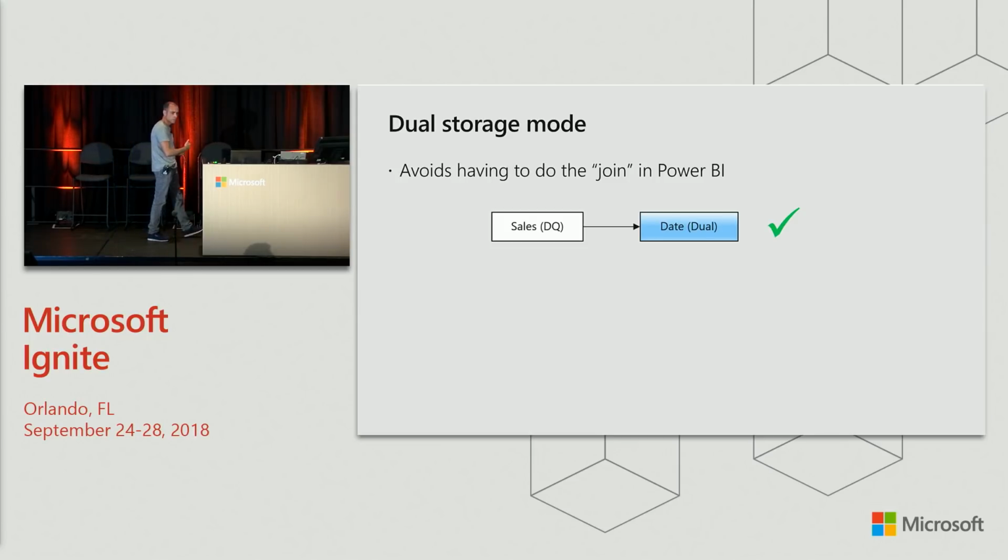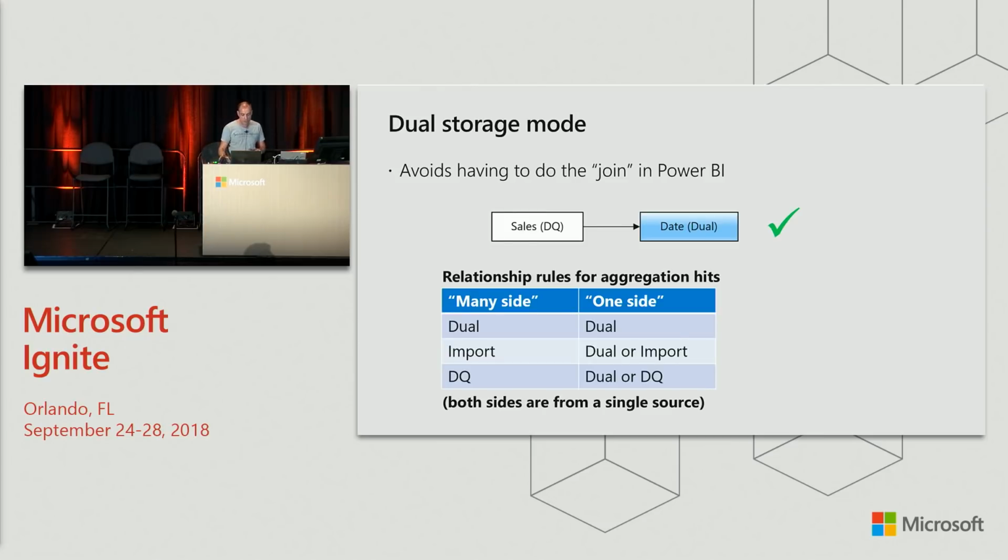Right? And so here are the basic rules. Aggregations require this to get agg hits. If you've got a relationship that doesn't conform to these rules, you won't be getting aggregation hits. So this is a summary of the rules, assuming it's a single source. Basically, the table on the one side of a one-to-many relationship can always be dual, which is why the dimension tables tend to be the dual tables. And that's why with a complex model, that kind of propagation of the dual storage mode that we saw in that dialogue can be super useful. Okay? So that's dual.